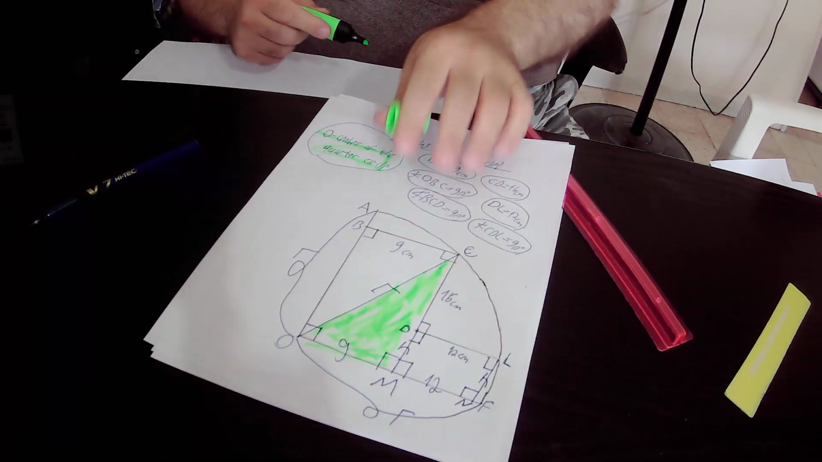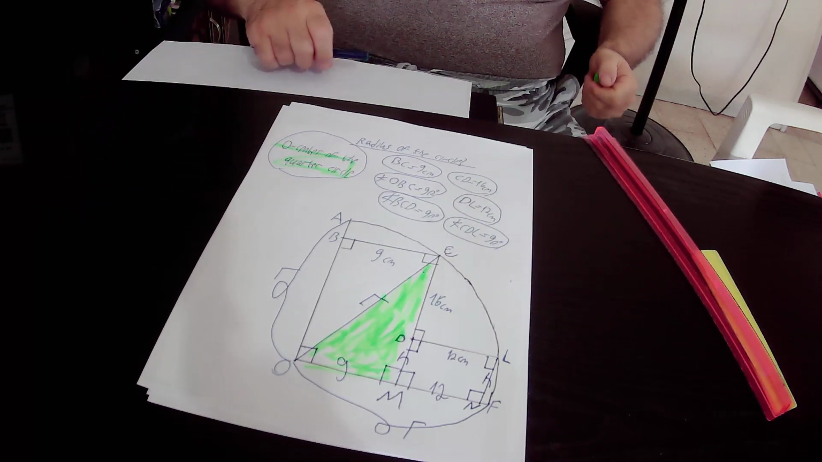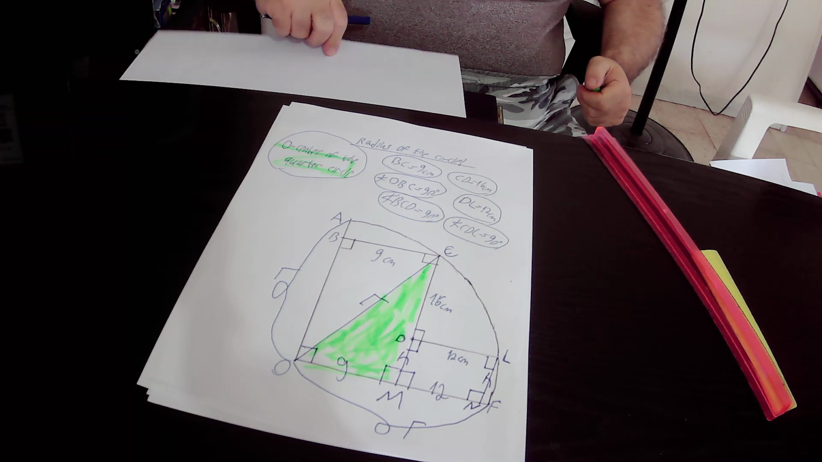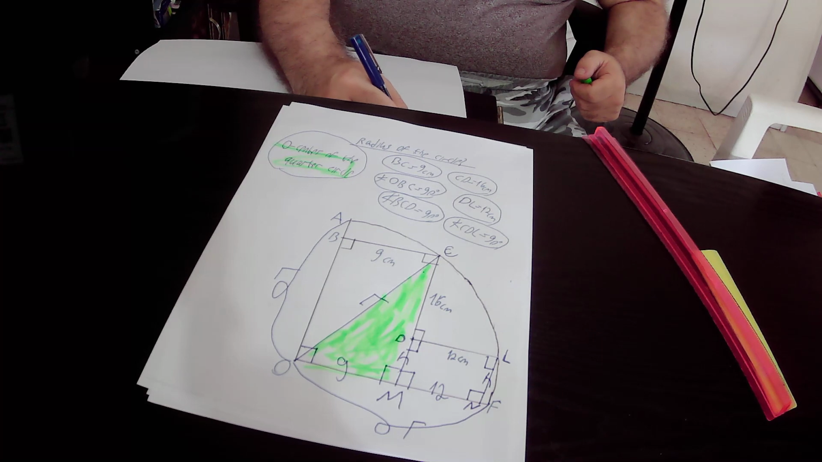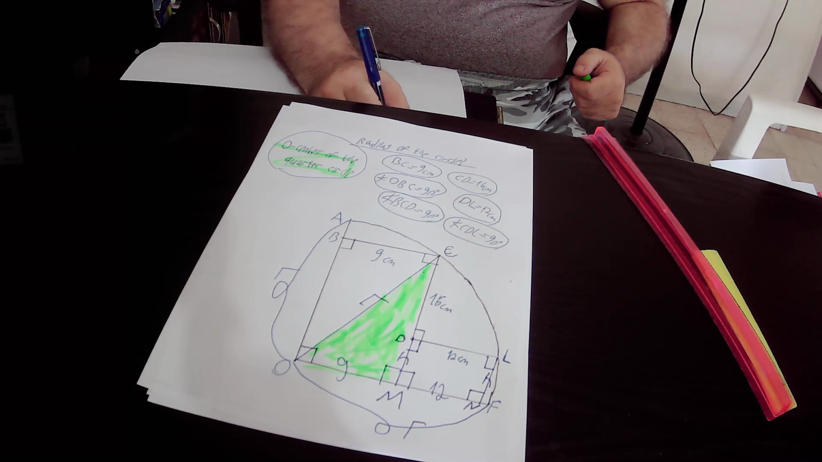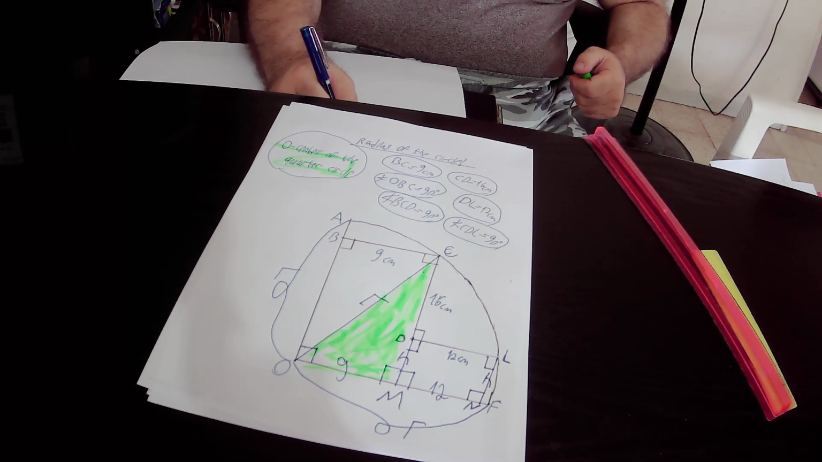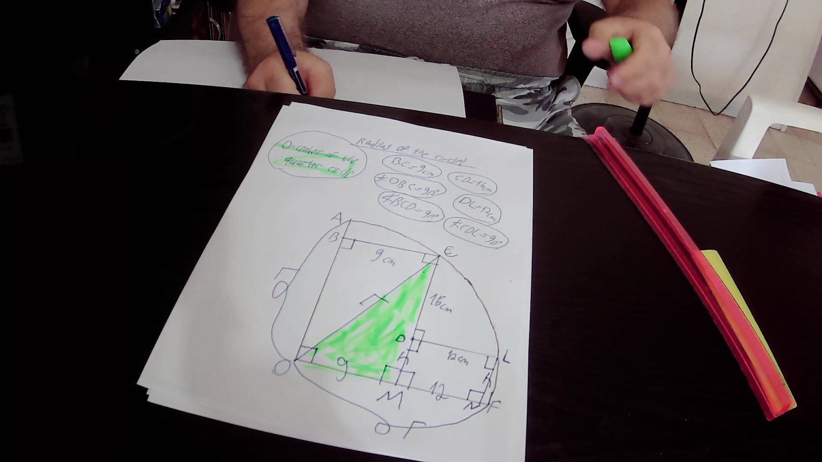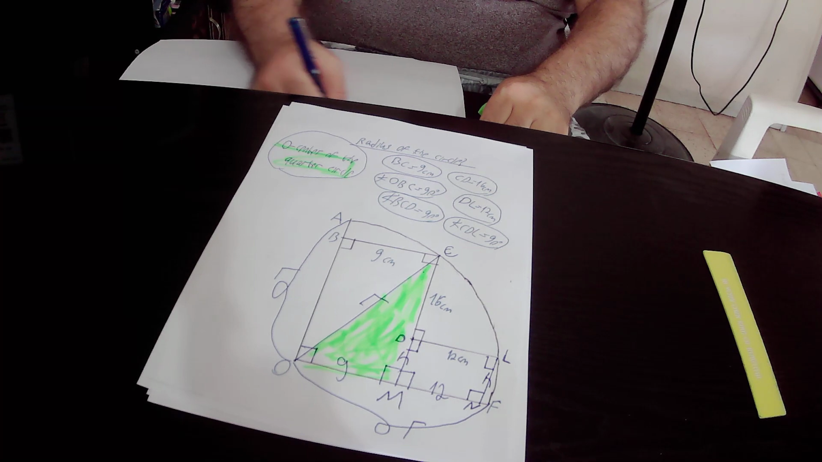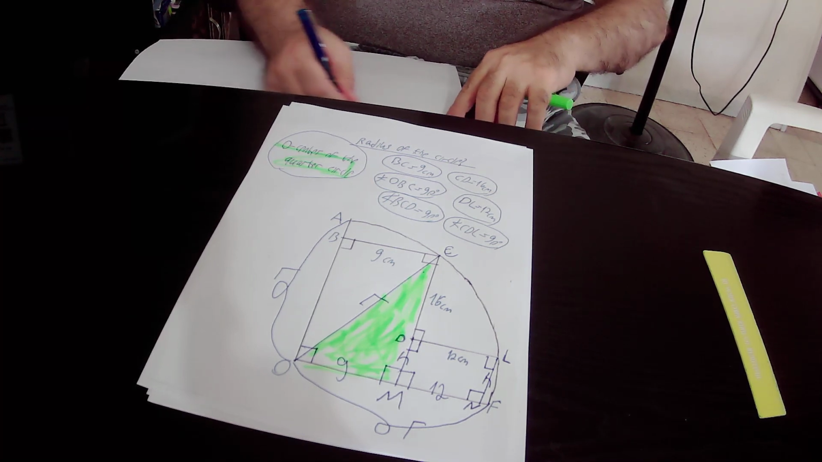And here, according to the Pythagoras theorem, the square of the hypotenuse equals the sum of the squares of the perpendiculars. So by PT, by Pythagoras theorem. Expression for Pythagoras theorem: the square of the hypotenuse equals the sum of the squares of the perpendiculars.